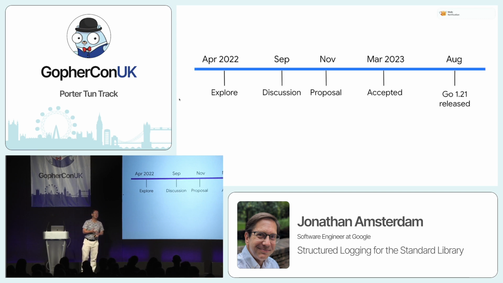So we looked at the existing structured logging packages and their APIs. We looked at the usages of them. And we came up with a preliminary API that we shared among the Go team and other structured logging experts inside and outside of Google. And that led to a revised design. We did another iteration. And then we felt we wanted to go public, share this with the community.